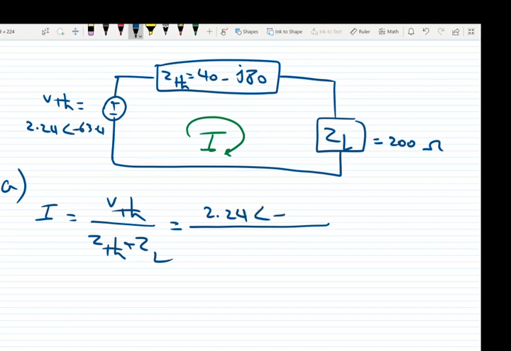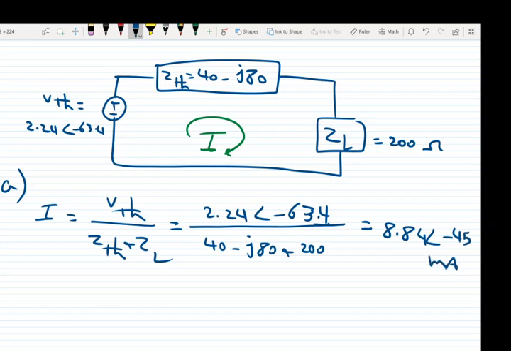2.24 with the angle of negative 63.4 over 40 minus J80 plus 200, which is equal to 8.84 with the angle of negative 45 milliamp.